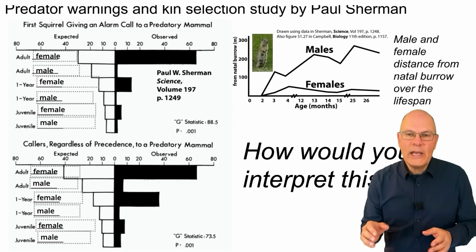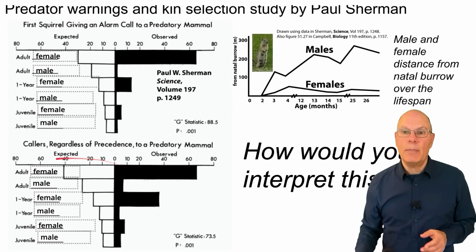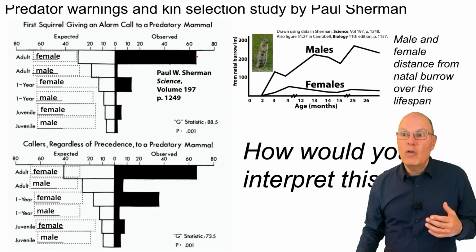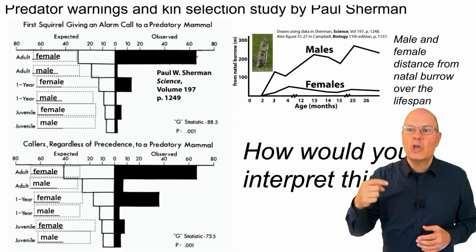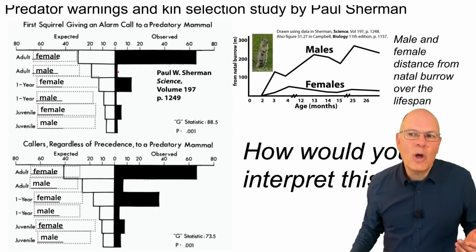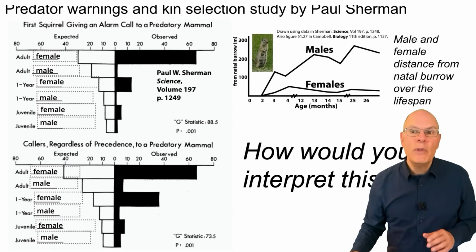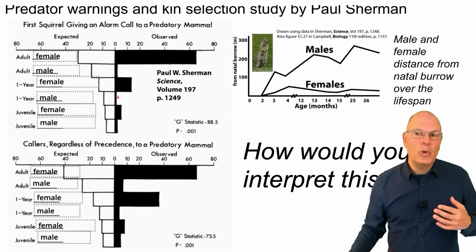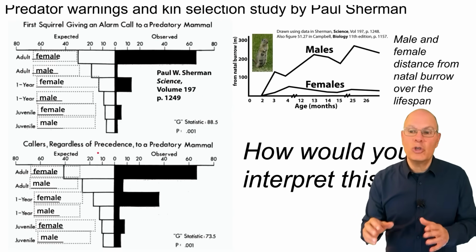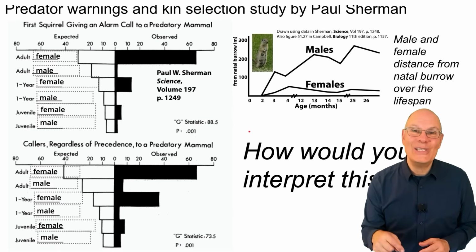Here's what Sherman found. Females were overwhelmingly more likely to emit alarm calls than males were. For example, among adult females, they're about 30% of the population, but adult females emitted over 60% of the first call for a predatory mammal. Males represent about 20% of the population, but they don't even call 5% of the time. So males are way underrepresented in terms of taking the risk to call, whereas the females are way overrepresented, and that's true of every age class, and that's also true of callers in general, not just the first call, but callers regardless of precedence. So my challenge to you is, how would you interpret this? Think about it, and then you can see my answer.